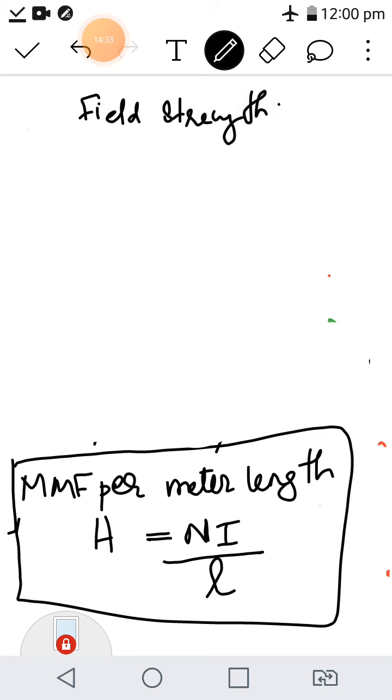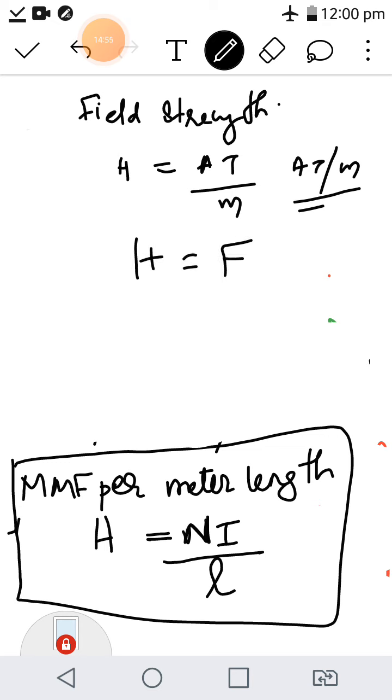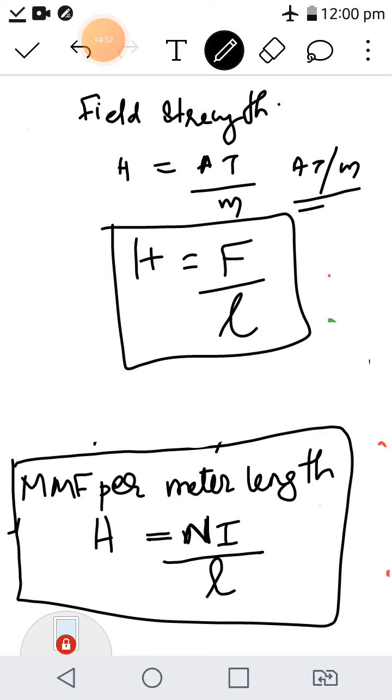So what is the unit of this field strength? H is equal to Ni divided by L. Ni unit is ampere turns. Length unit is meter. So ampere turns per meter is the unit of field strength or the field intensity. Normally what is Ni? This is the MMF. MMF is represented by the letter F. So H is equal to F by L. This is another equation that you need to study, because a lot of numerical examples can be asked based on this. These are very simple, just learn the concept and try to understand the formula and apply it. That's all.